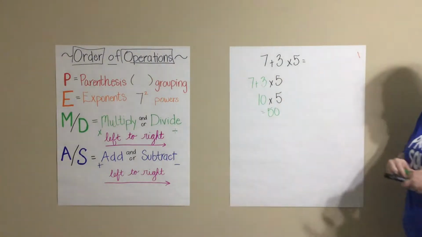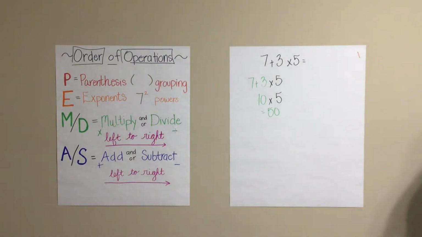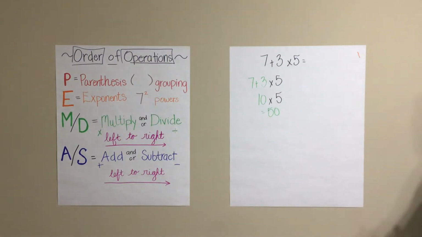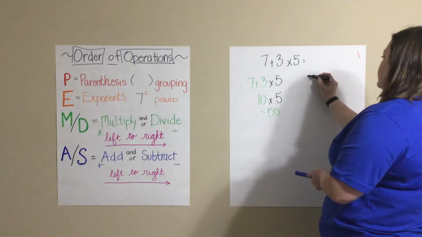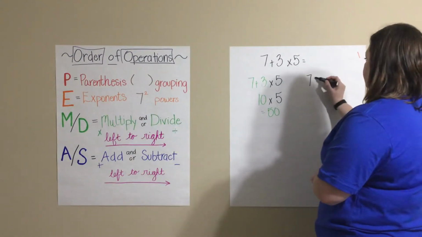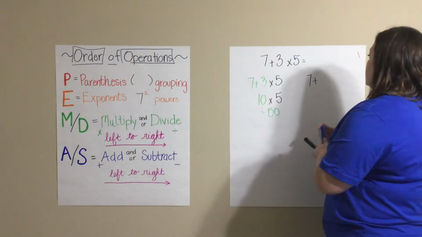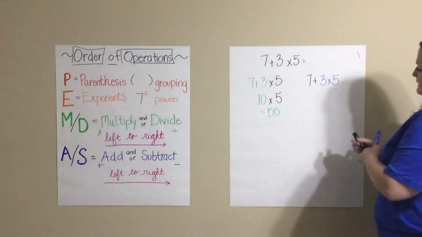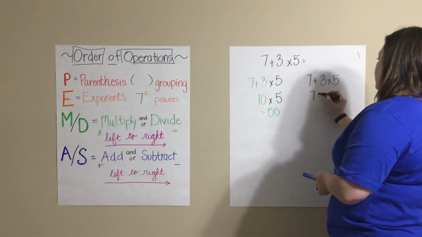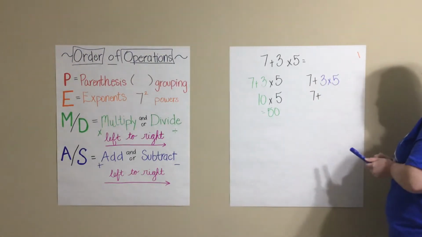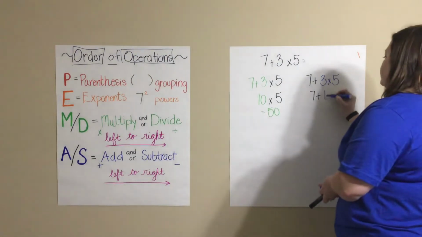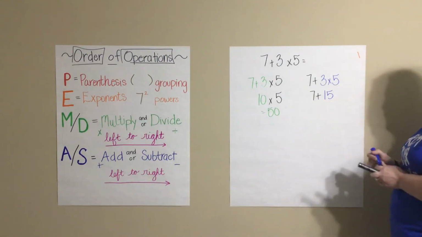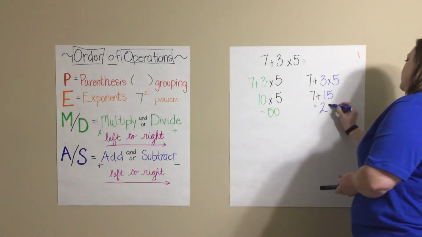Okay, got that? All right, so I'm going to change to a different operation first. So this time I'm going to do multiplication first. So I'm going to say 7 plus, don't forget my plus sign, Miss Carol, 3 times 5. That's what I'm going to do first. Okay? All right, so I bring my 7 down. I'm not going to do anything with that. And then I have 3 times 5, which is 15. Okay? So now I have 7 plus 15. When I work that out, I get 22.